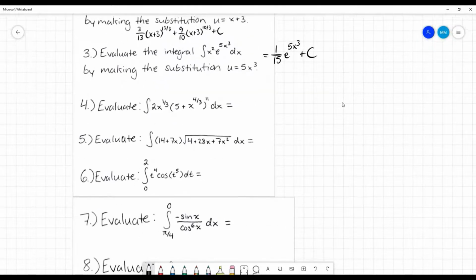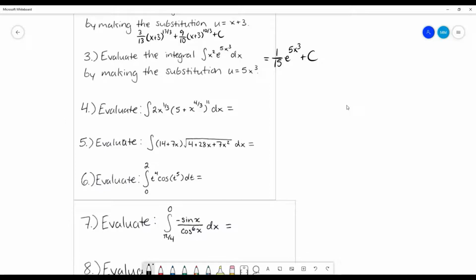Let's move on down to number 4. This one, they do not give us what u value we should be substituting with, so we have to figure it out ourselves, which can be very, very tricky. And honestly, sometimes I'm not confident enough. Sometimes you really do just have to use brute force and try out a few different possible values that you see in there.